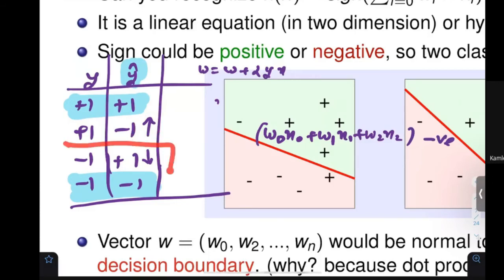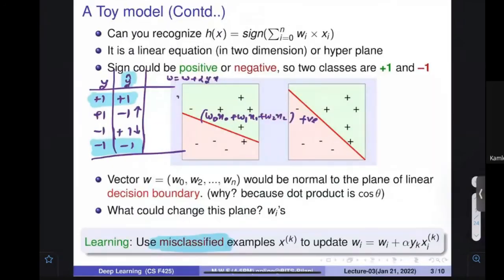Let us consider the second case. My output is plus one, meaning this is positive, and it should be negative. So how can I make it negative? If I reduce the value of W, you can see that the value is reducing. So this is an intuitive idea of why it is going to work. This is not going to be the final thing. Make sense? Any questions on that? Happy?